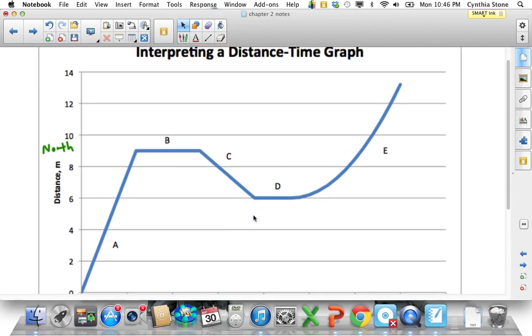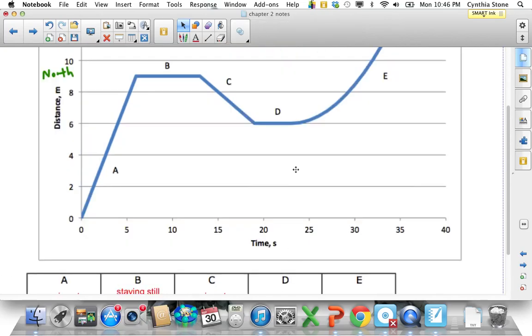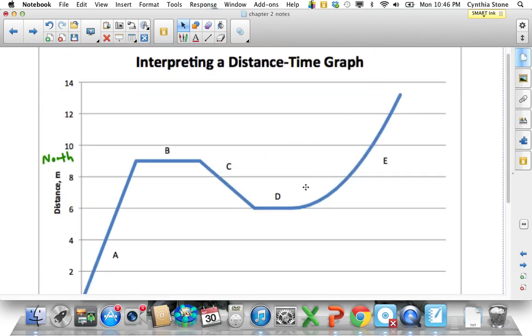D looks like staying still, so we'll just copy and paste that over. He stops for, not a minute, he stops for about 5 seconds. And then here, this curved section in E means that he's speeding up. He's at a stop, and then he starts to speed up, and he changes speed.